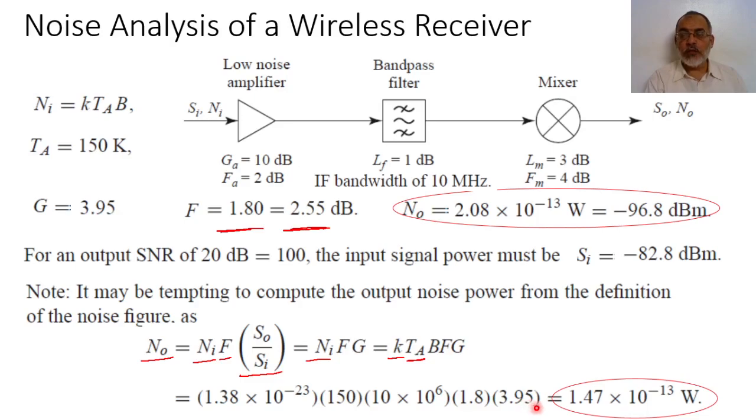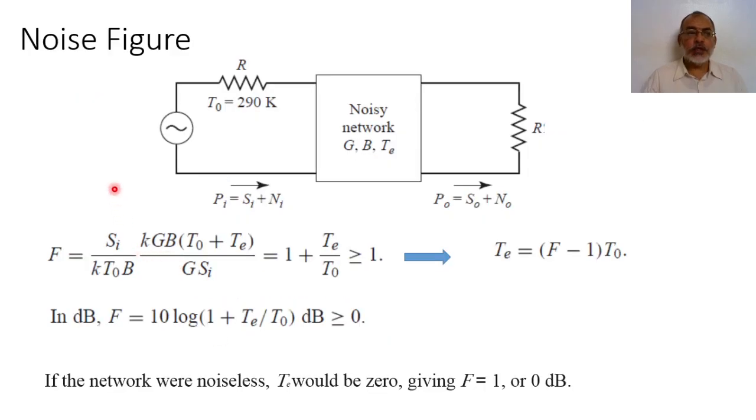If we calculate this, we find that the output noise is 1.47 multiplied by 10 to the power minus 13 watt. Actually, this is not the same value as the output noise which we have started with. What is wrong? Effectively, what is the definition of the noise figure? If we return back to the definition, the noise figure is the signal to noise ratio at the input to the signal to noise ratio at the output, assuming that the input is at room temperature.